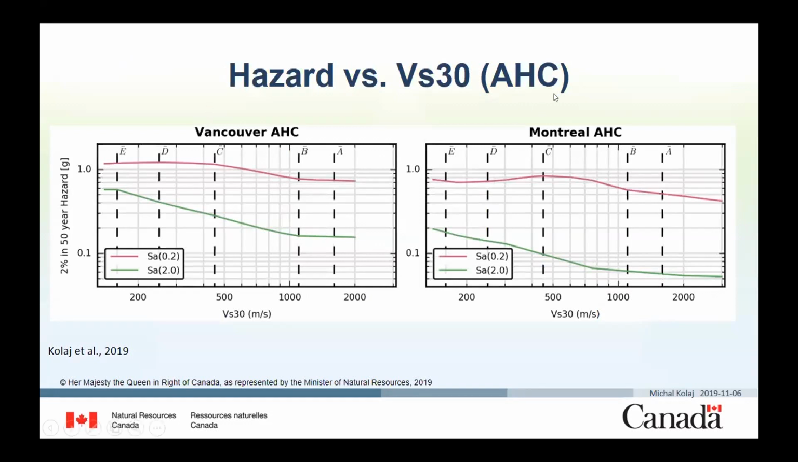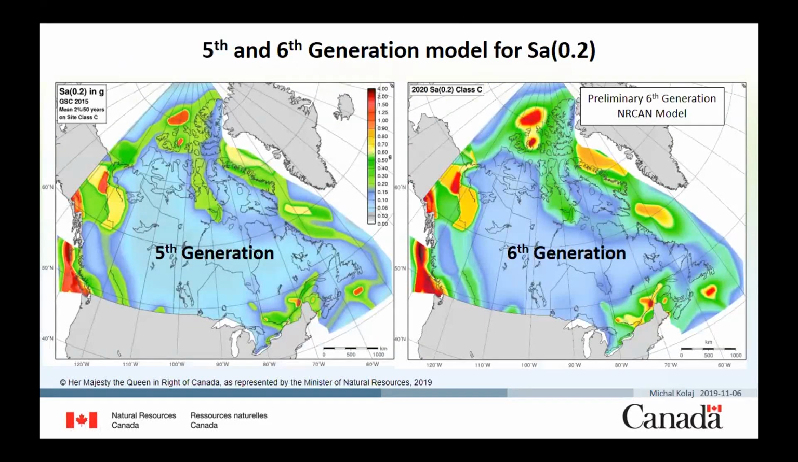So here's an example from Vancouver and Montreal for a short period, short building, or a long period, taller building of the hazard as a function of VS30. So here is a short period map at site class C. Here's the 5th generation model, and on the right is the 6th generation model with the same color scale. The pattern of hazard is very similar. The colors are just deeper, which reflects that hazard in general has increased, or our estimate of hazard has increased.